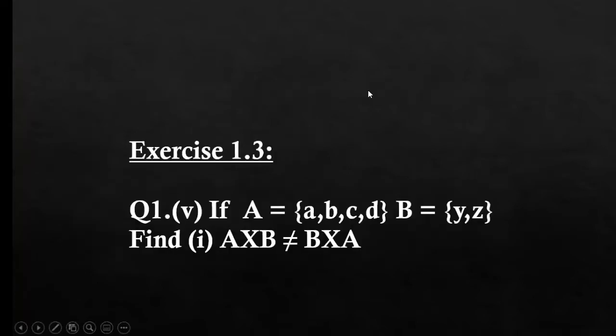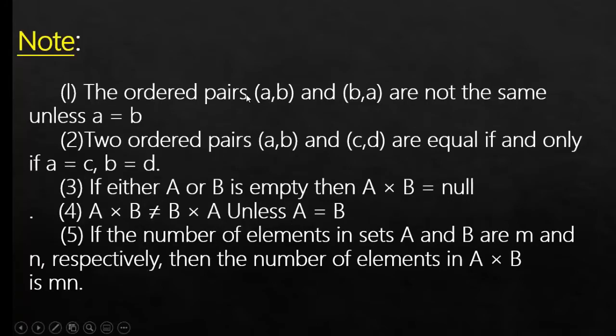Why? Because in this case, (a, b), we have the first component from A and the second from B. And in this case, we have the first from B and the second from A. So this ordered pair would be from A cross B, but this ordered pair is from the Cartesian product B cross A, unless A is equal to B. What does it mean? It means that if A and B are equal, then it won't matter whether it is written as (a, b) or (b, a).